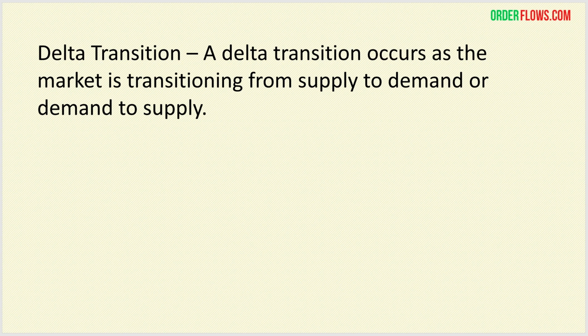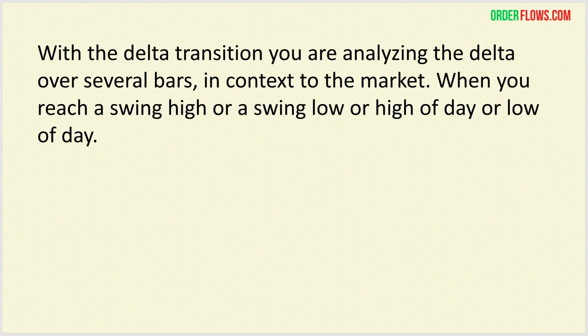So a delta transition occurs as the market is transitioning from supply to demand or demand to supply. With the delta transition, you're analyzing the delta over several bars in context of the market. And when you reach a swing high or swing low or a high of the day or a low of the day, this is where you're going to be looking for shifts in supply and demand. You're not going to necessarily look for shifts in supply and demand as a market is in a trend, because it's defined already when you're in a trend. If you're in a trend up, it's a demand-driven market. If you're in a trend down, it's a supply-driven market.